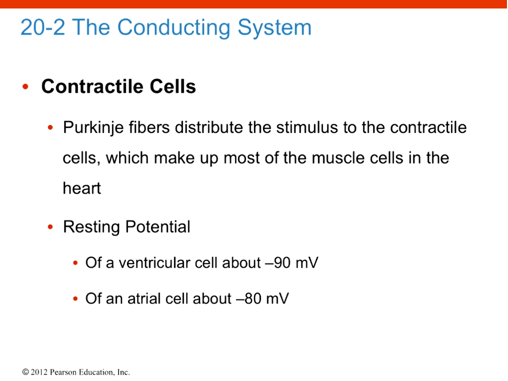Of an atrial cell, it's slightly higher than the ventricular cells' resting potential, but it's still a little bit lower than the resting potential of a normal cell. In just a few seconds, we're going to see exactly why that is.